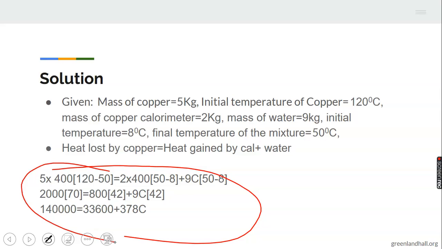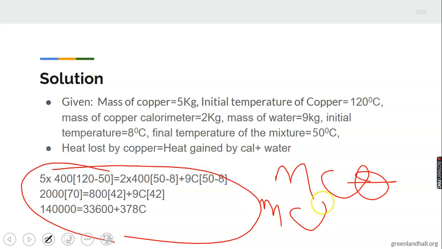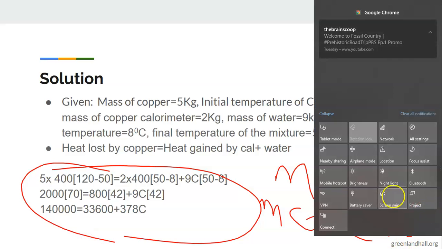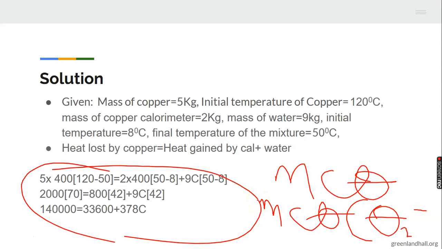To save time, I'm going to explain it. You all know that the formula for calculating heat capacity is mcθ, right? That's what I'm going to be using. And we all know that we can expand it to mc theta, which is theta 2 minus theta 1, as the case may be, or it can be theta 1 minus theta 2, as the case may be.